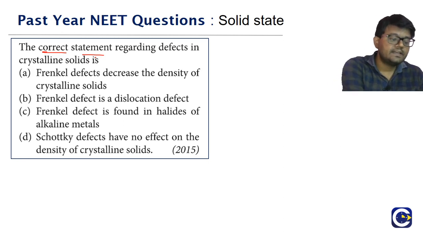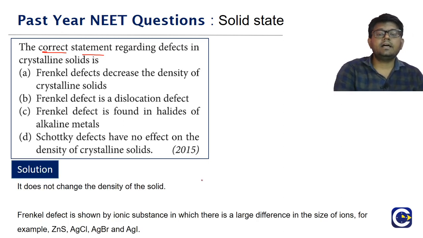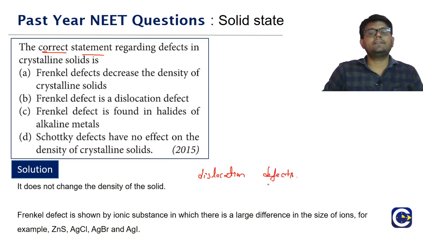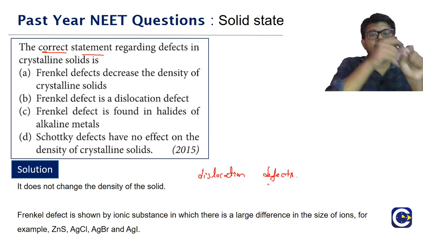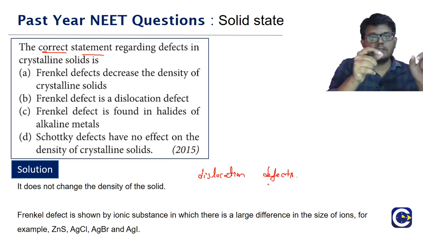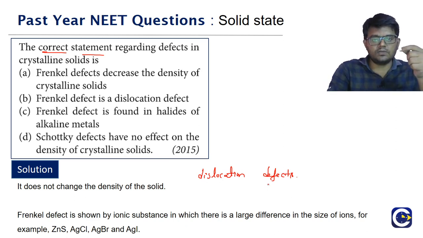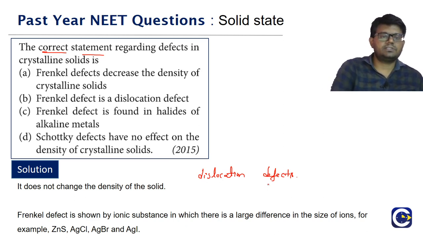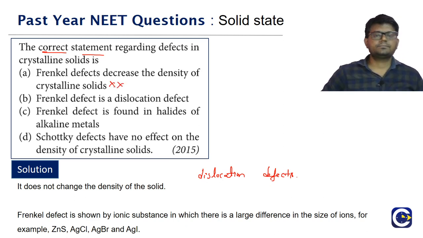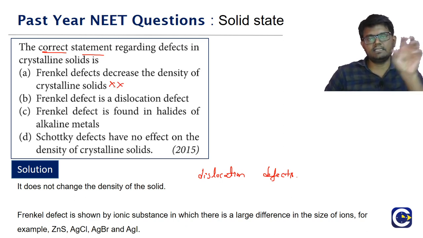What are Frenkel defects? Frenkel defects are basically the dislocation defect. Frenkel defects are also called dislocation defects. Why are they called dislocation defects? Because the cations or anions, which are very small, move out of their lattice places and go and occupy the voids. As a result, the density of the solid will not change. So this is actually incorrect. The density will not be changing. What is happening is basically from their designated lattice places, they will move out of them and go and occupy the voids.